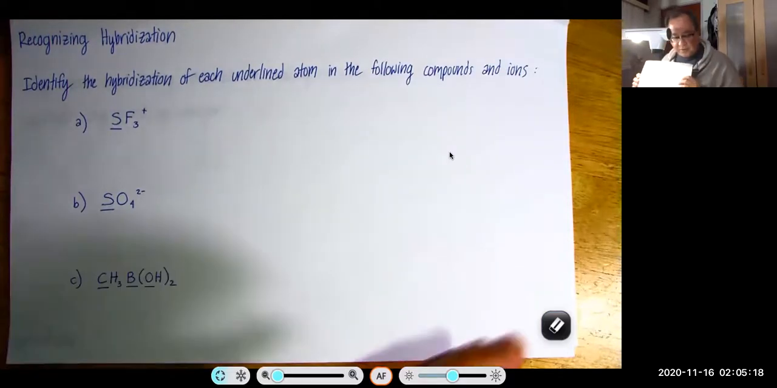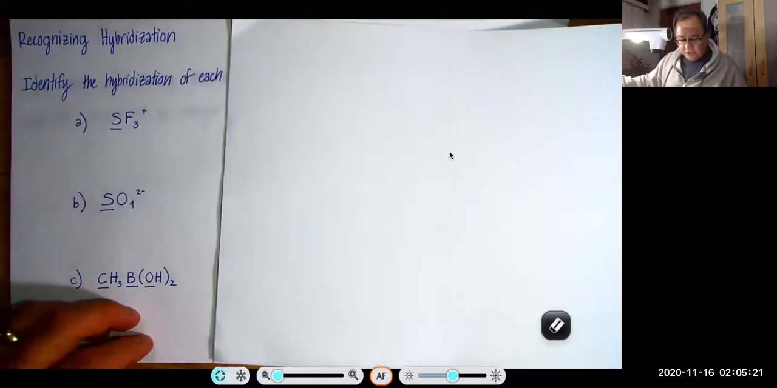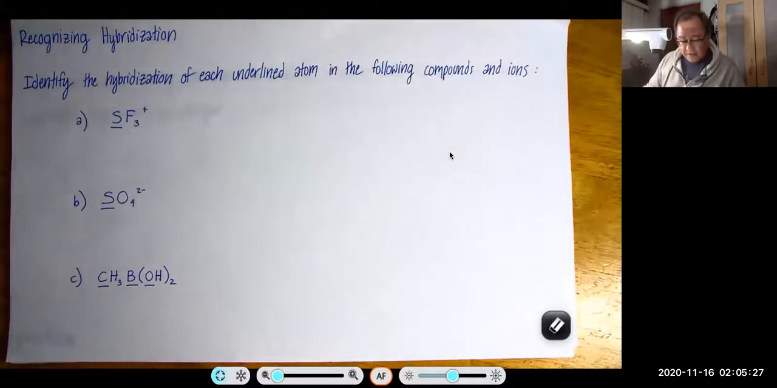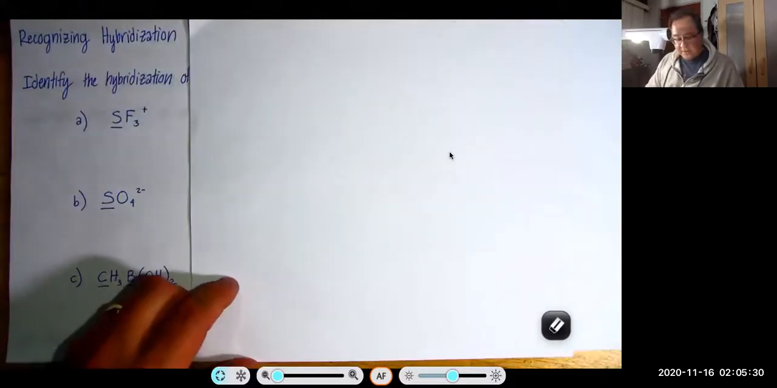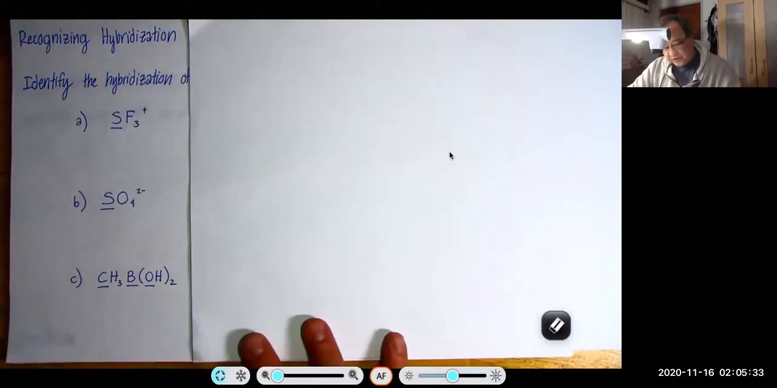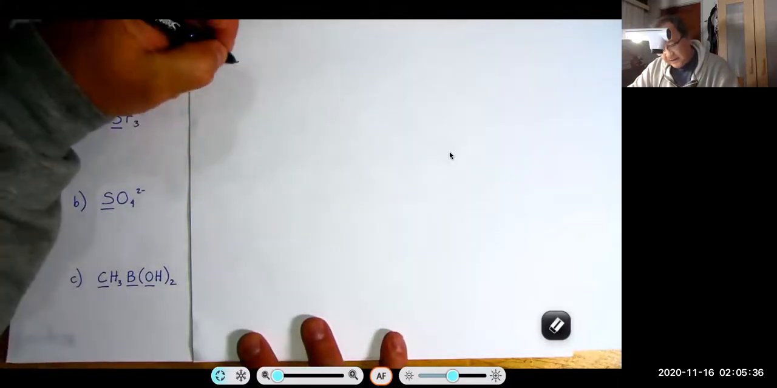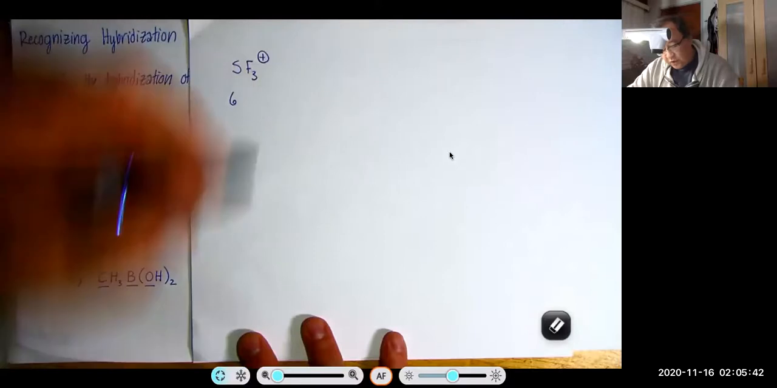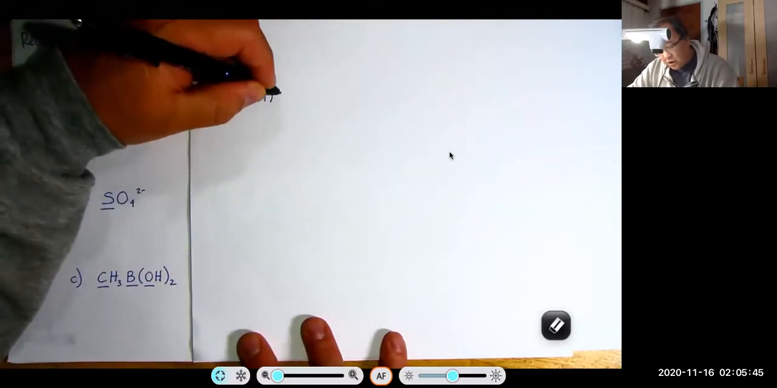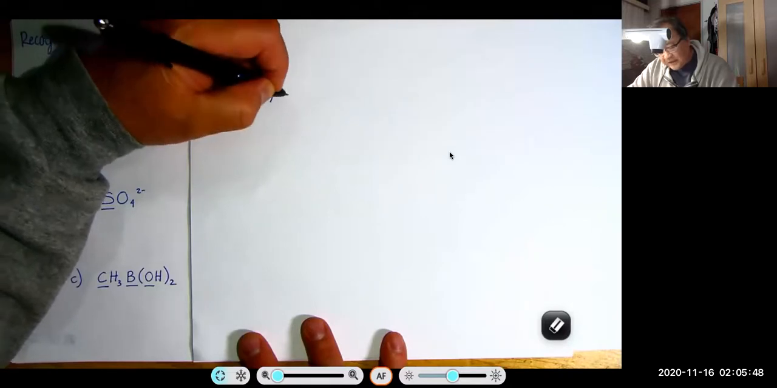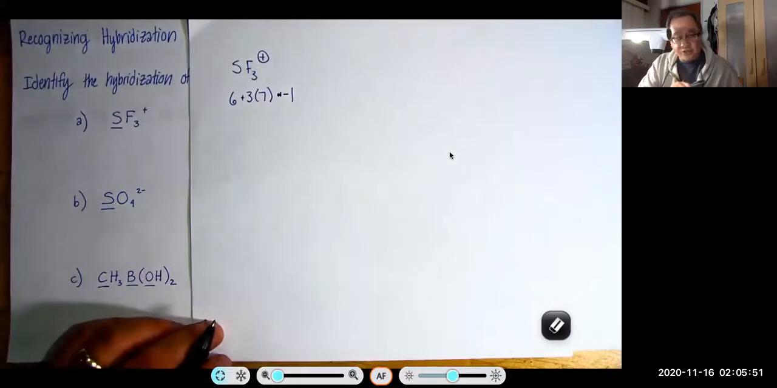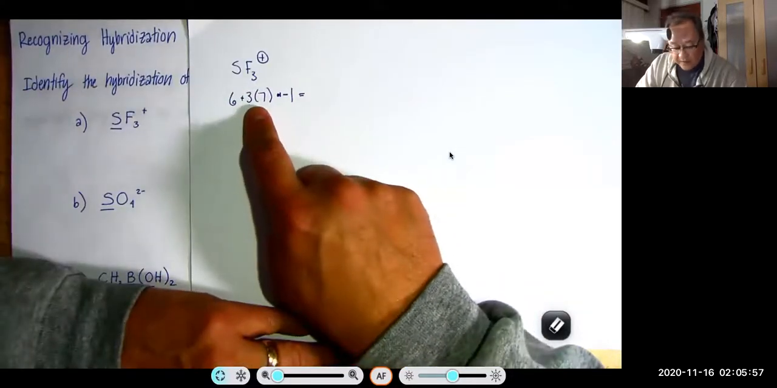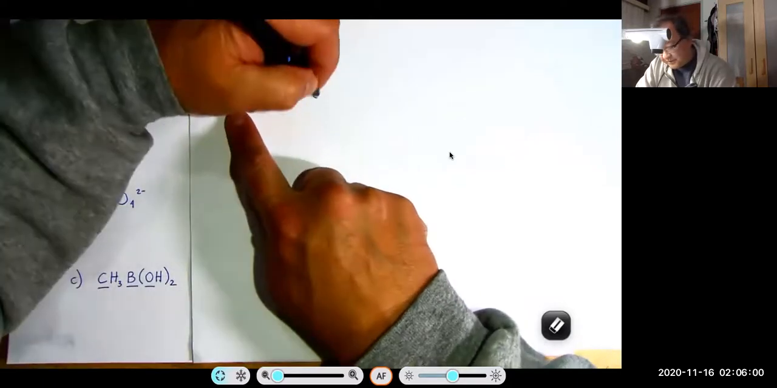Let's try some problems. Recognizing hybridization. Identify the hybridization in each underlined atom in the following compounds and ions. So right now they're just asking you not to draw anything, but just to recognize the hybridization. So let's look at SF3+. Sulfur has 6 valence electrons. Each fluorine has 7. And because of the charge, you actually have to subtract an electron. Remember, to make it positively charged, you have to take away an electron. So this is 21, then 20, plus 6 is 26 electrons.